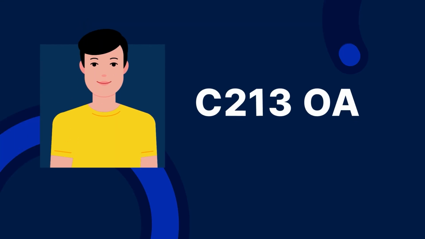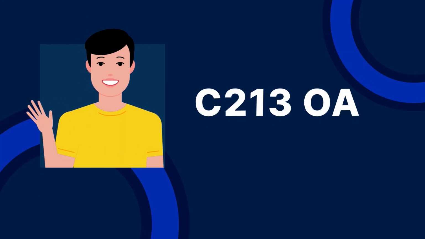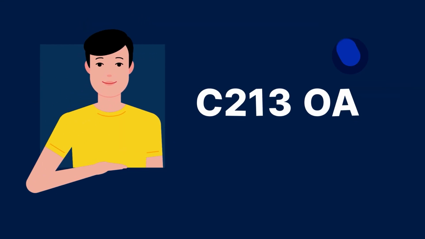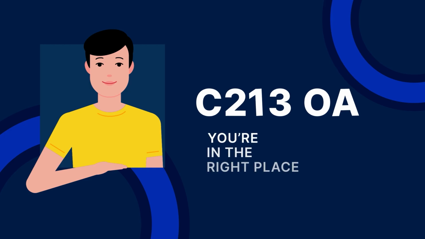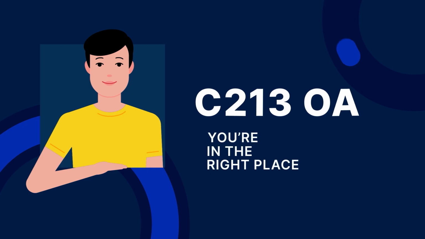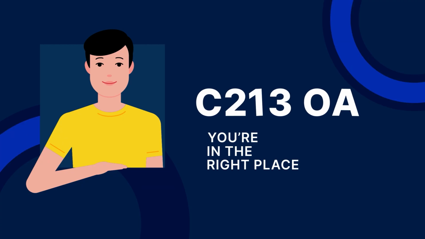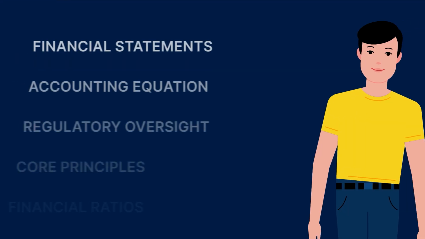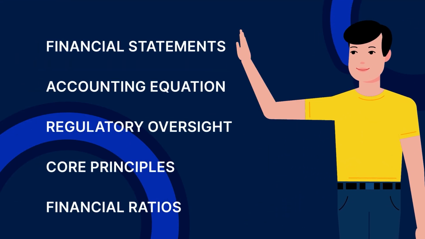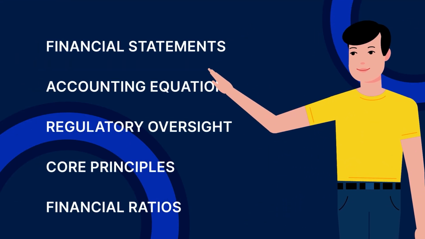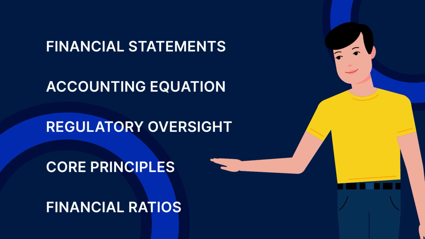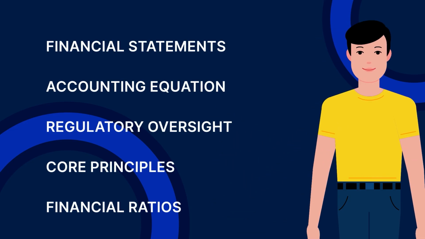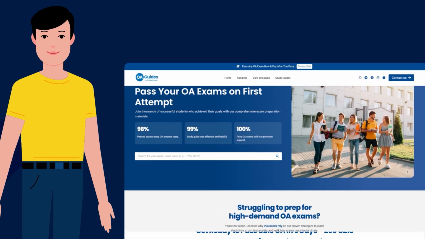Hello and welcome to your ultimate guide for the C213 OA, Accounting for Decision Makers course. My goal today is simple: give you everything you need to fully understand the key concepts, master them, and walk into your C213 OA exam with total confidence. In this video we'll cover financial statements, accounting equation, regulatory oversight, core principles, financial ratios.